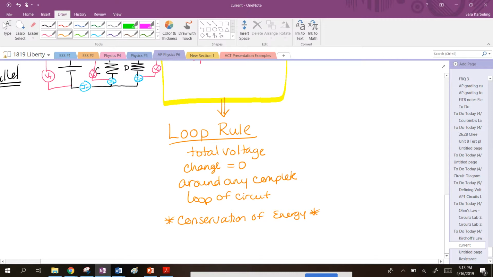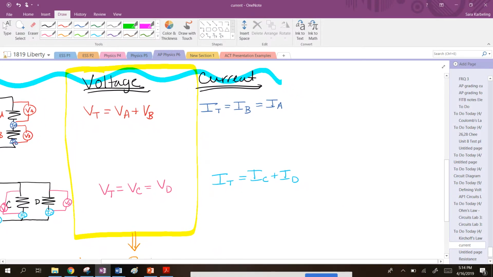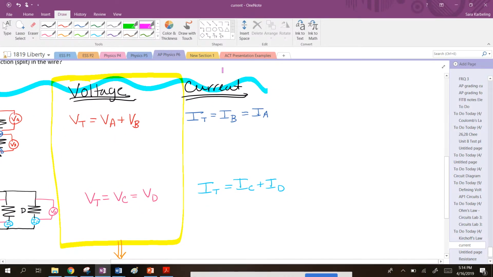That's all it is. It's just a restatement of conservation of energy. So that's one of the two Kirchoff's laws. Let's do the other one. The other one has to do with current, so we're going to go ahead and take a look at the current stuff.